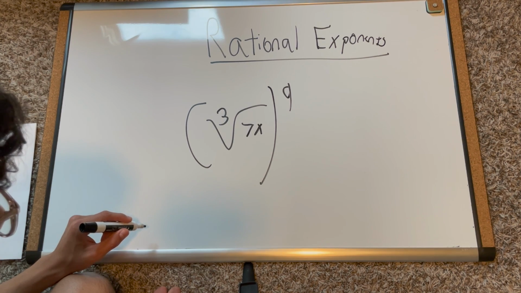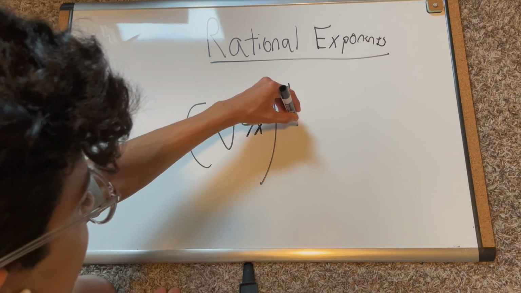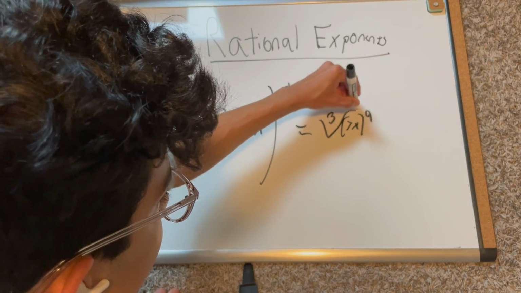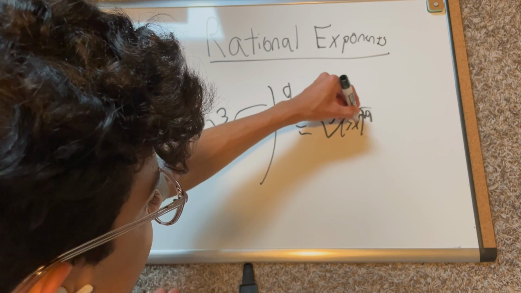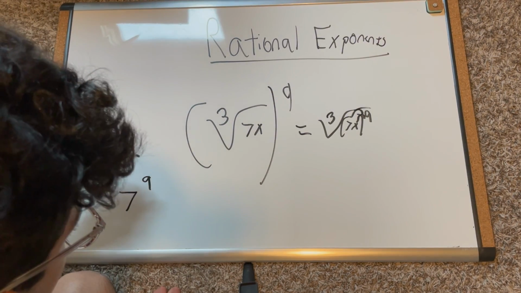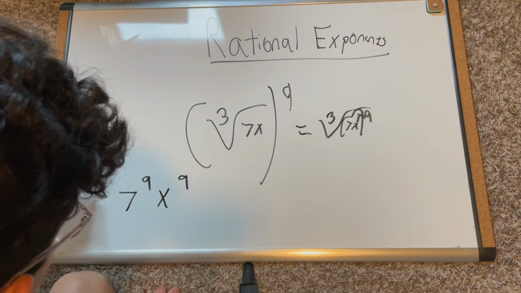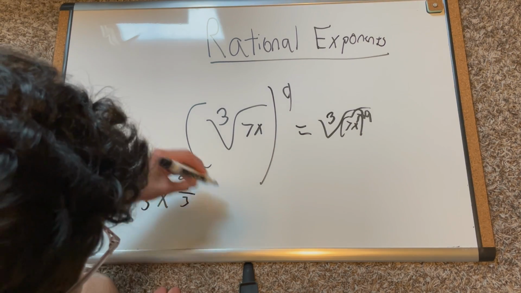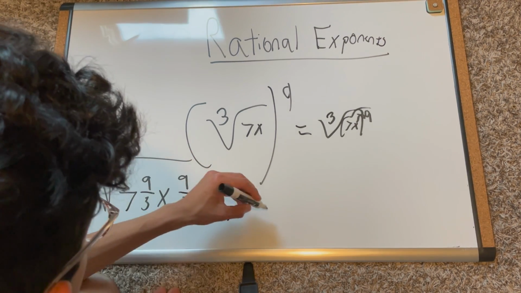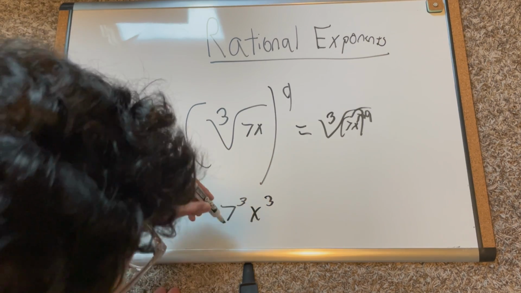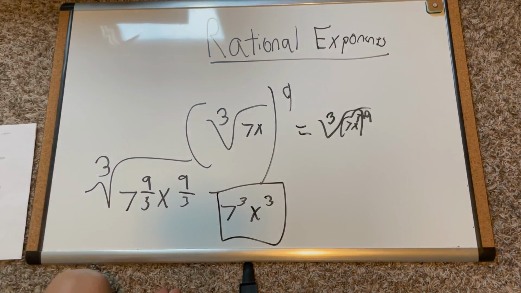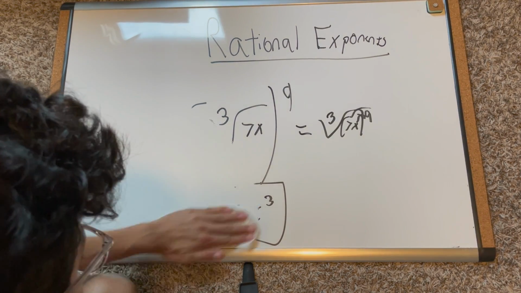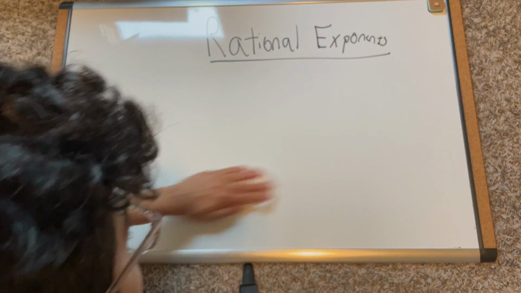So what we could do here is that we could distribute this actually, because this is basically equal to the cube root of 7x, then that whole thing to the 9th. You could basically distribute that to each one. So it will be 7 to the 9th, then x to the 9th, then the cube root of that. Okay? You divide this by 3, this by 3, and you get 7 cubed x cubed. Now, you can simplify this further, but I'm just going to leave my answer as that. That is how you solve that. Pretty simple, huh? Yeah, they're pretty simple.